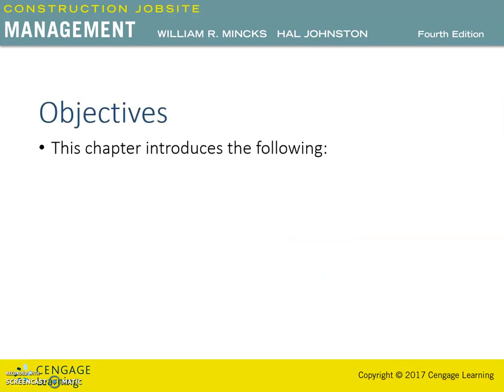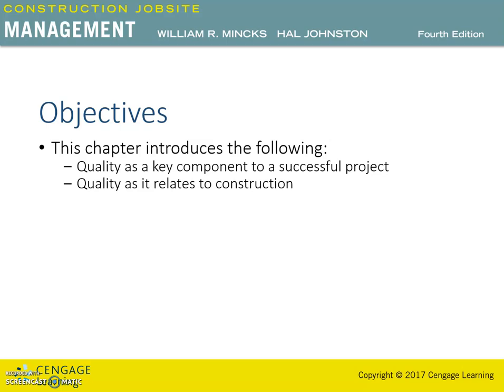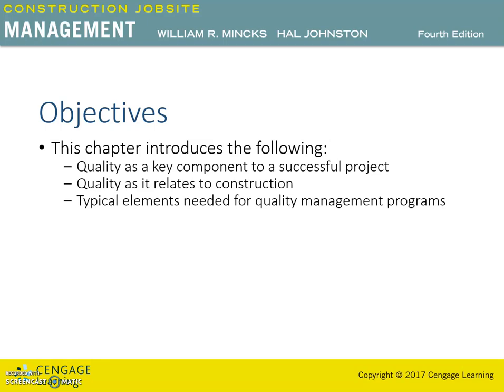This topic discusses quality, its definition, its relationship to the overall success of the project, and the methods to implement continuous improvement plans. The objectives are as follows. Quality as a key component to a successful project. Quality as it relates to construction. Typical elements needed for quality management programs. The concept of total quality management.